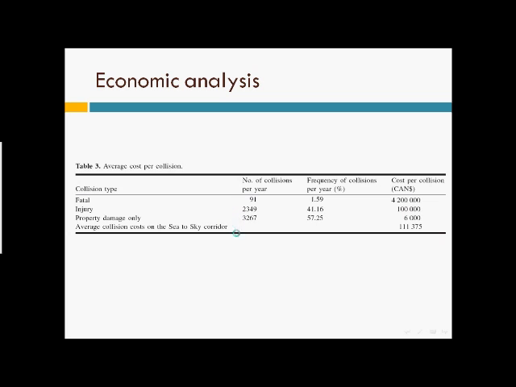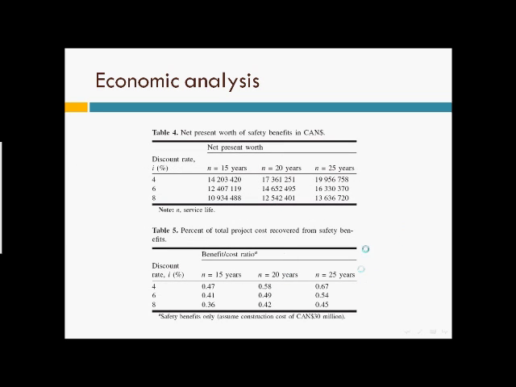If we get the average for all costs and all numbers of collisions, we get $111,375 per collision. Using this and the collision reduction, we can have a very simple benefit cost analysis, using discount rates from 4 to 8 percent, and using the service life of this project from 15 years to 25 years, the net present worth of the benefits of that collision reduction ranges from 10 or 11 million Canadian dollars up to 20 million Canadian dollars.